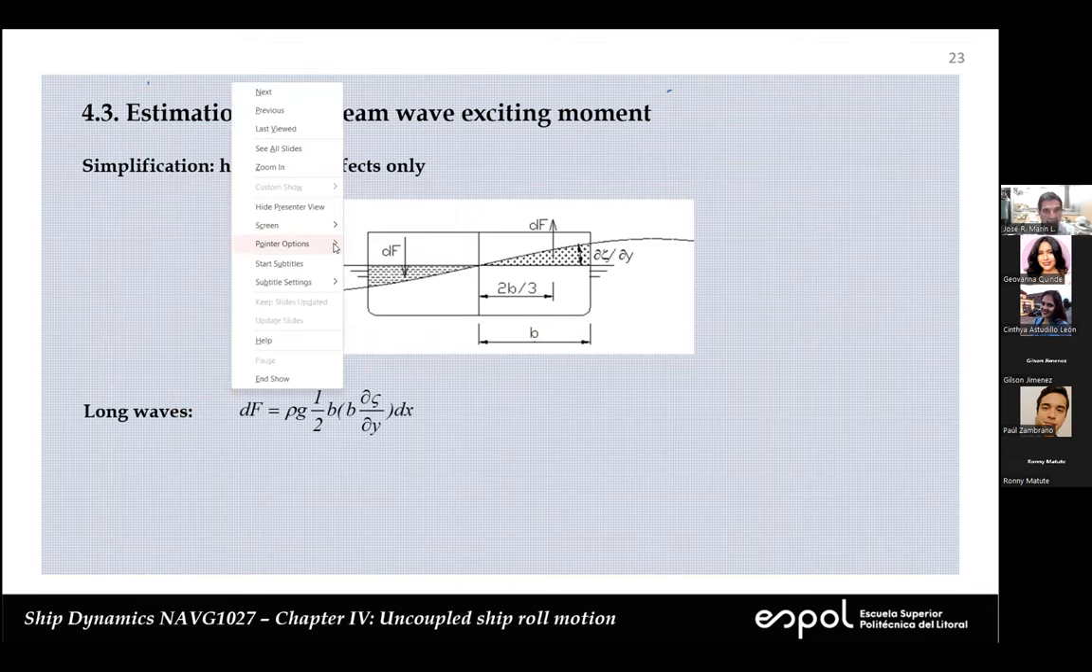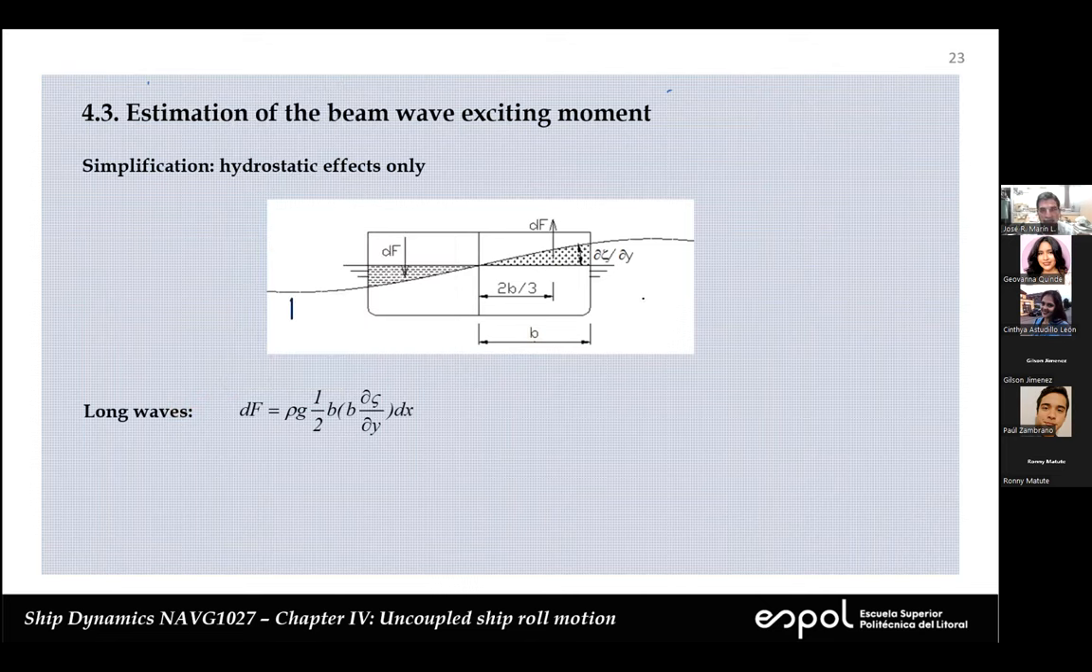So that means that in general, from here to here, this is lambda over 2. You see that this is a trough, this is a crest. Consider that this is very large compared with the beam, so we can say that this is like a straight line. If that's not correct, then of course we are going to include an error. But in general, we assume that that's correct.